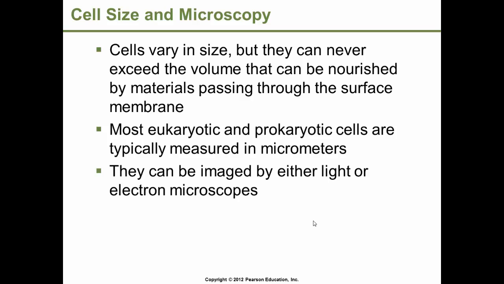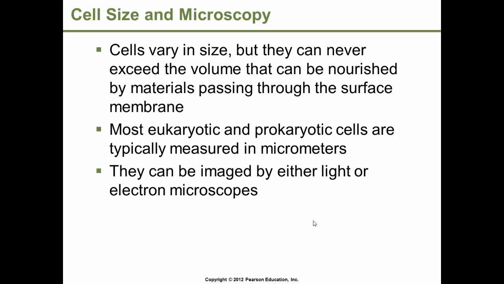Cells vary in size, but they can never exceed the volume that could be nourished by materials passing through the surface membrane. The surface to volume ratio takes into account that as a cell gets larger, its surface area increases much more slowly than its volume. Therefore, a large cell would have difficulty moving all the nutrients it needs and all the waste it produces across an inadequate surface, and thus would die.